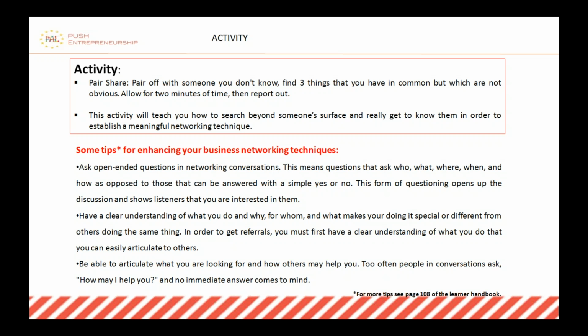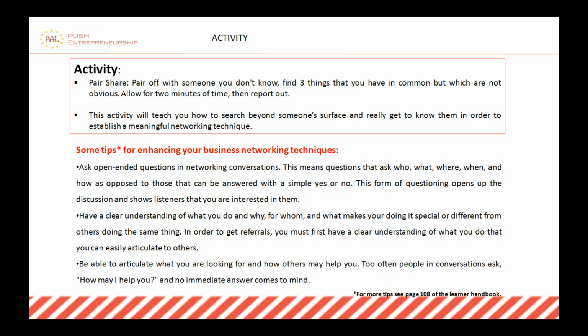Have in mind some tips for enhancing your business networking techniques. Ask open questions in networking conversation. This means questions that ask who, what, where, when, and how, as opposed to those that can be answered with a simple yes or no. This form of questioning opens up the discussion and shows listeners that you're interested in them.